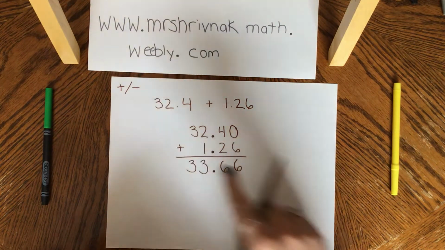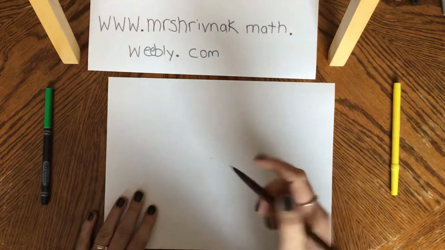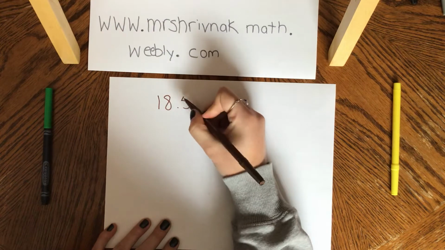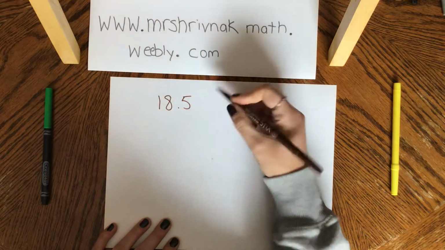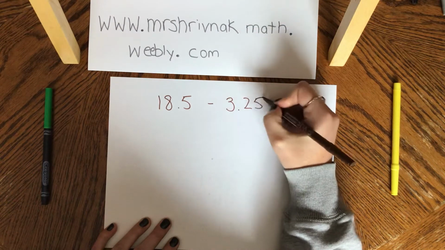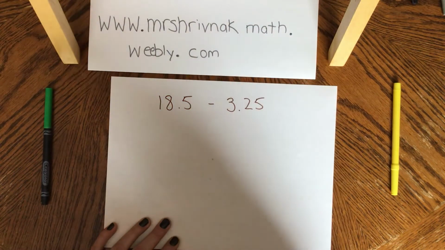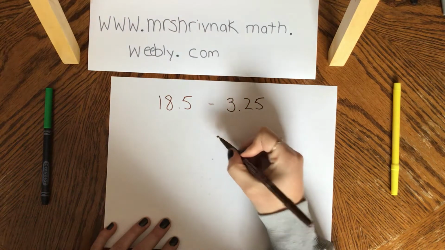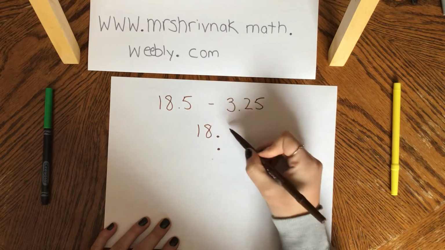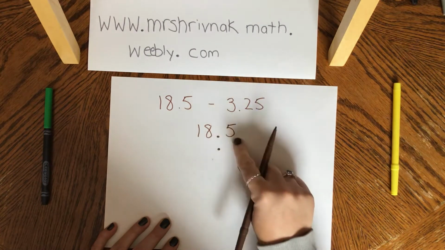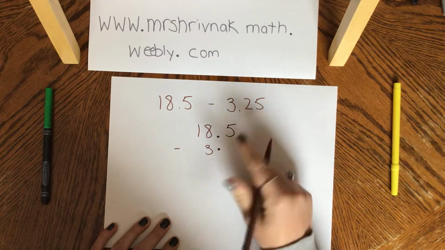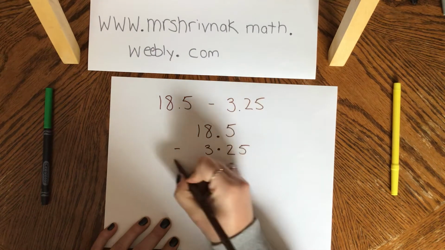Now when I'm subtracting, I do the same thing. So I might have something that looks like this: 18.5, or 18 and 5/10, minus 3.25, or 3 and 25/100. Again, I'm going to line everything up with the decimal point. So I'm going to write 18 on this side of the decimal point and 5 on this side. I'm going to put 3 on this side of the decimal point and 25 on this side.